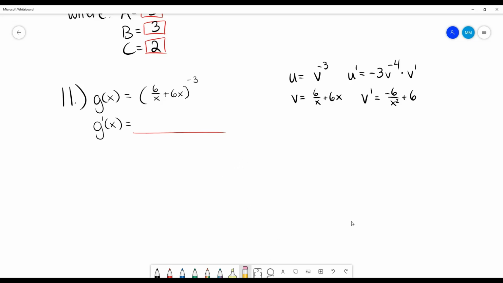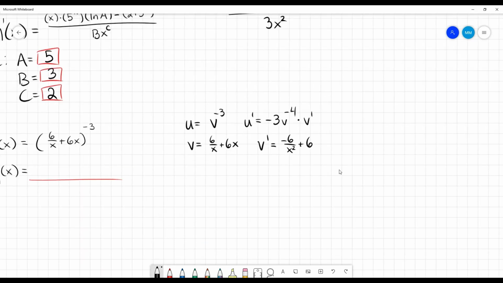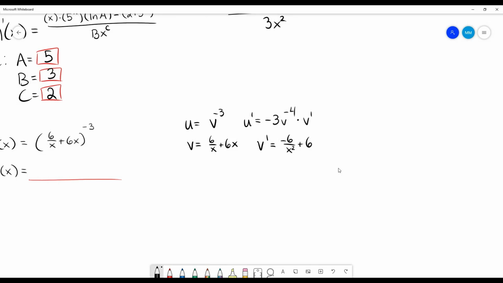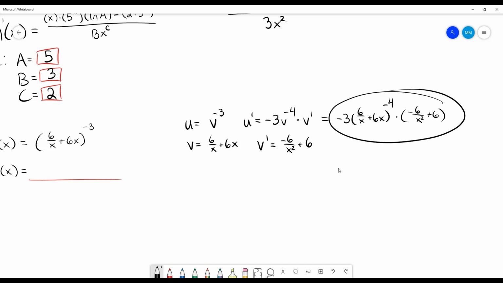So now all we have to do is plug that back in. So the derivative of our u is going to be negative 3, 6 over x plus 6x to the negative 4th times negative 6 over x squared plus 6. And that's really all that is. We can leave it just like that. It is a little ugly, but that's okay.